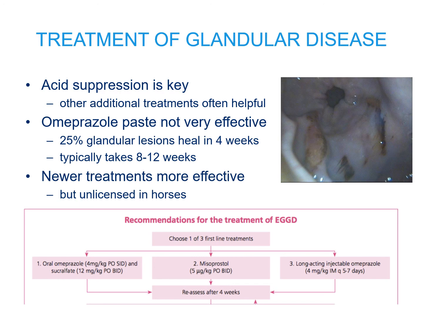So the other preferred options are misoprostol, which is a drug that helps boost the blood supply and reduces inflammation. And the most widely used drug now for glandular disease is the injectable omeprazole preparation, which is the more potent way of suppressing acid. But different vets have different preferences, and to some extent we can choose different treatments based on different types of lesion. So there isn't one treatment that fits all.